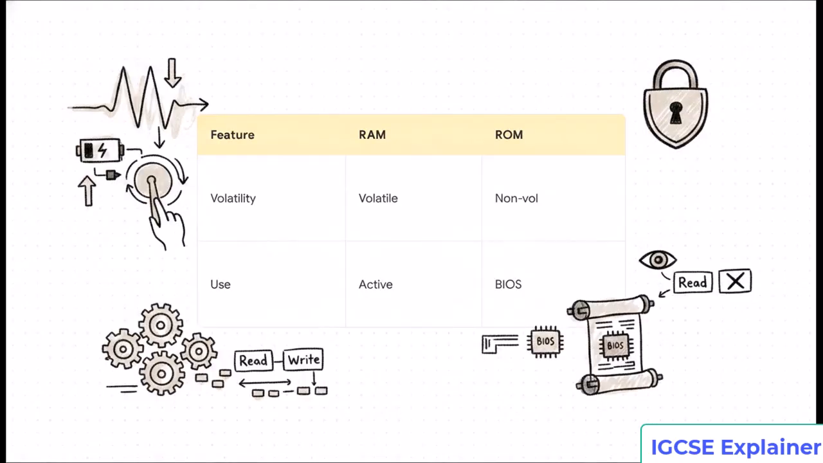Let's put these two side by side so we can really see why your computer needs both. RAM is temporary, it's volatile, and it's heavily reliant on a continuous read and write status so it can function as a dynamic workspace for your active programs. ROM is permanent, it's non-volatile, and it is strictly read-only, so that vital BIOS startup data can never be accidentally altered or deleted. But this leaves us with a pretty big question, right?